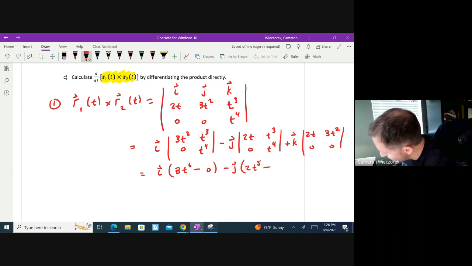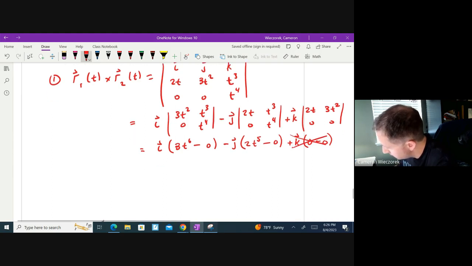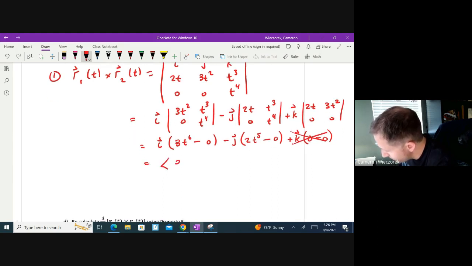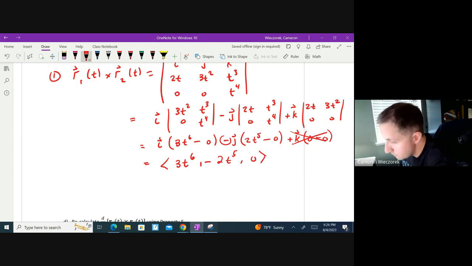Minus 0 times t cubed would be 0, plus k times 2t times 0 would be 0, minus 0 times 3t squared would also be 0. So we have no z component at the end. So we end up with 3t to the 6th, negative, don't forget the negative sign, 2t to the 5th, and then our third component is 0.